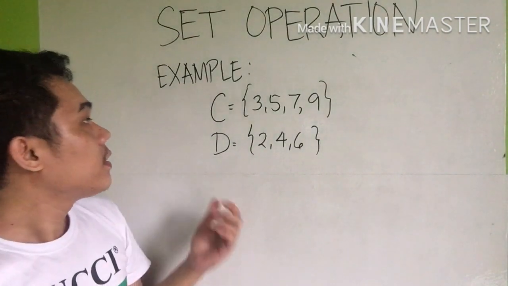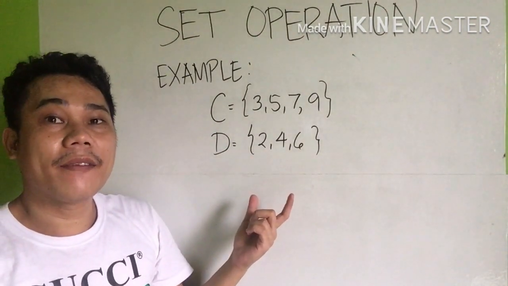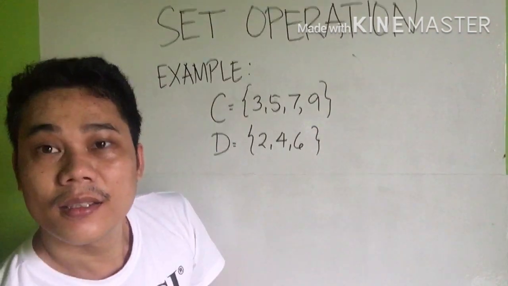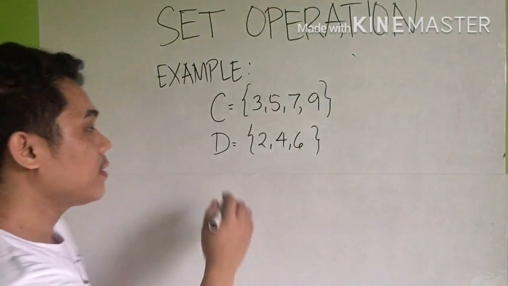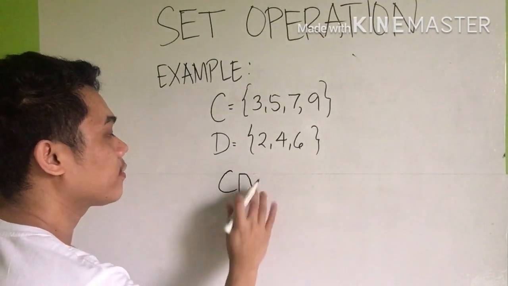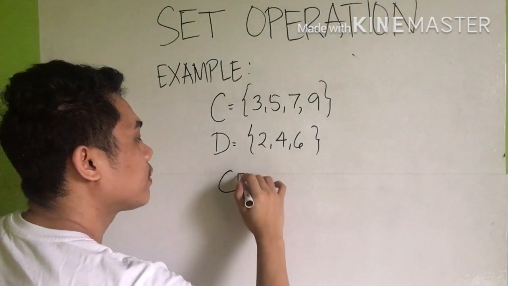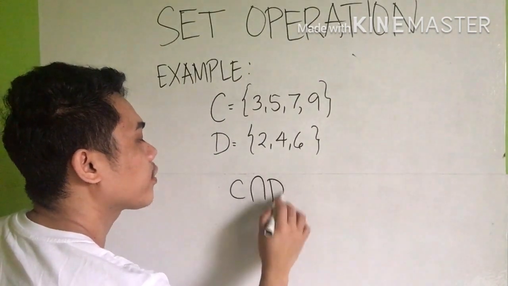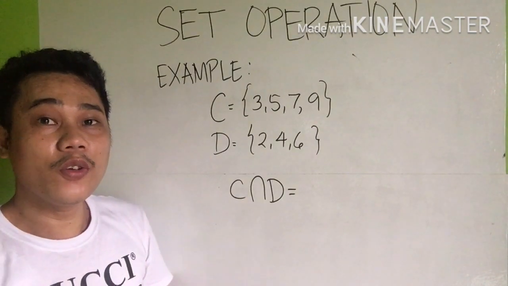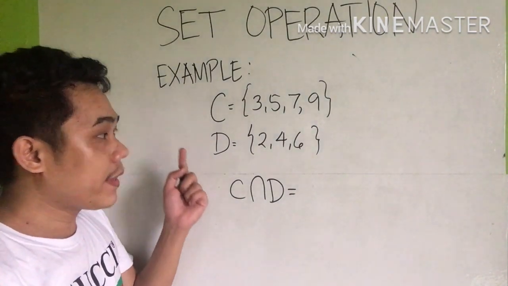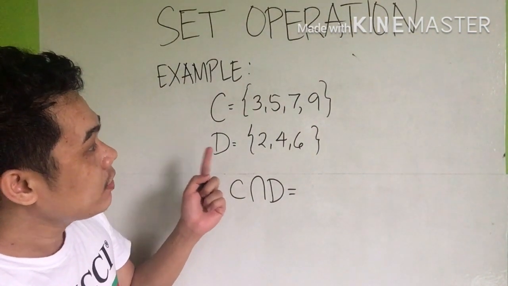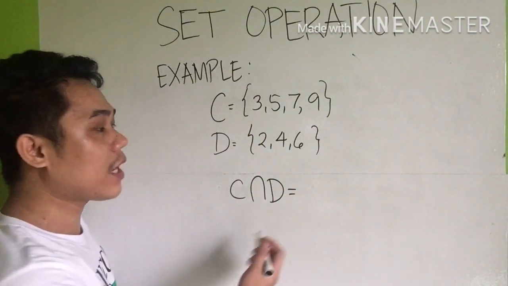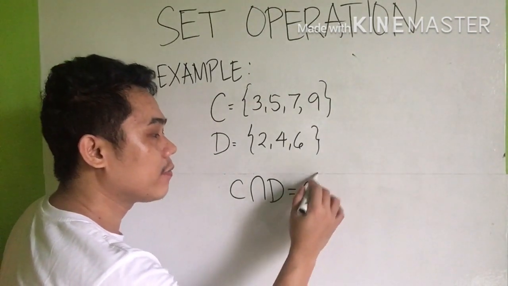Let us now consider another example. The set C to be the set containing 3, 5, 7, 9, and then the set D containing 2, 4, 6. So what is C intersection D? So ano yung common ng C at D? So tignan natin. Walang common ang C at saka D. So meaning yung intersection nila is empty.